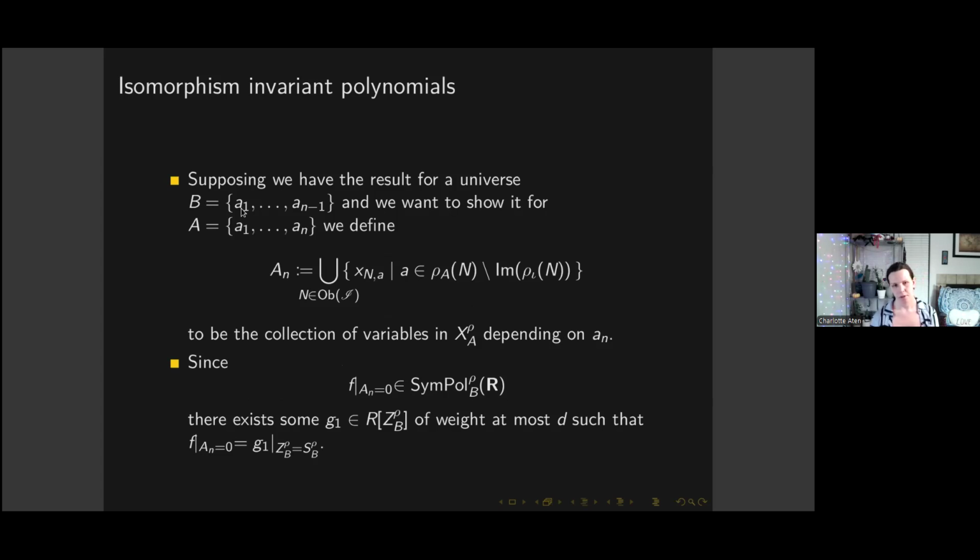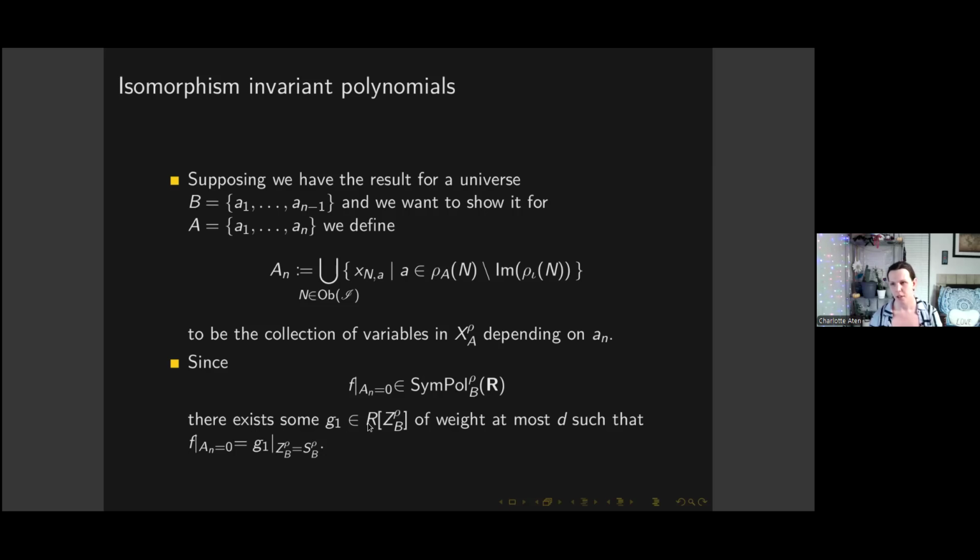So if you have it for A_1 through A_{n-1}, you want to stick on one more element and be able to do it there. You look at all of the variables that depend on A_n, whatever that new thing is that you're sticking into the universe. So that's what this capital A sub n is: all the variables that depend on that A_n. If you restrict your polynomial to something where all of those variables are set to 0, or your structure doesn't actually use that element in any way, then you get something that's a symmetric polynomial in the one smaller universe.